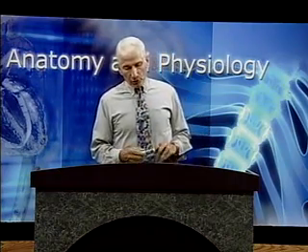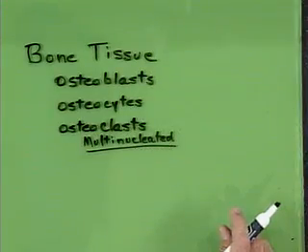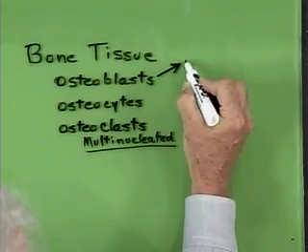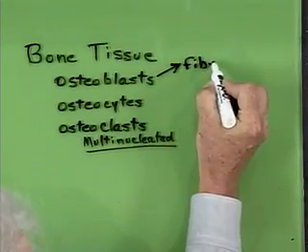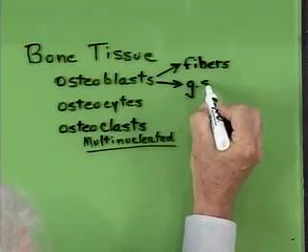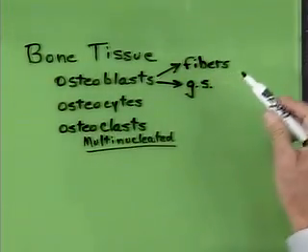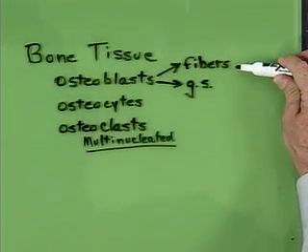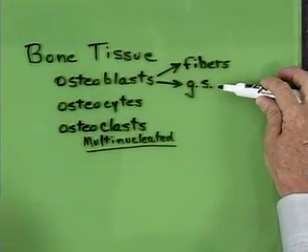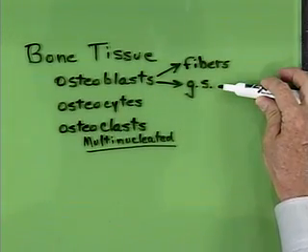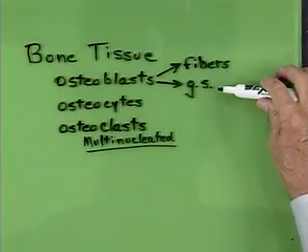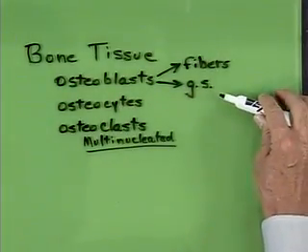Now, let's go back to this overhead for just a second. Osteoblasts make both the fibers and the ground substance of bone tissue. I'm just going to write G.S. for ground substance. The fibers are very heavy collagenous fibers. And the ground substance, again, is a protein polysaccharide, a little different than the protein polysaccharide found in other ground substances, but nonetheless the same idea, a kind of glue. So osteoblasts make the fibers, and they make the ground substance.